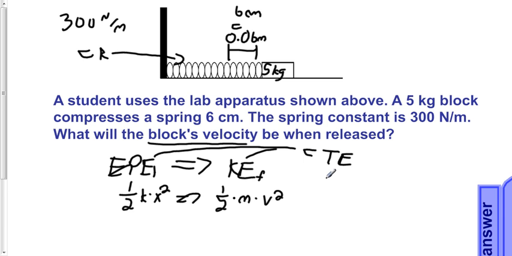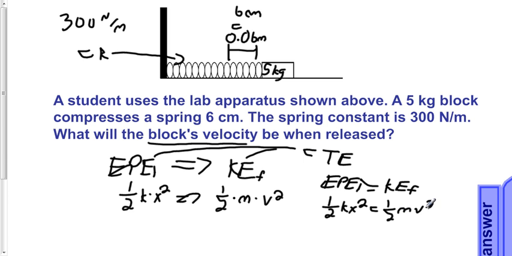This means that algebraically we can write elastic potential energy initial is equal to the kinetic energy final, which is also 1/2 k x squared is equal to 1/2 m v squared.